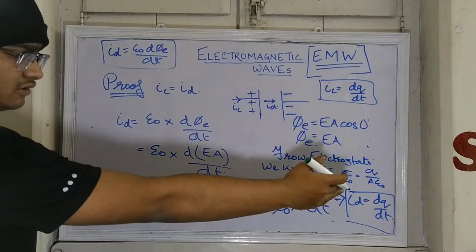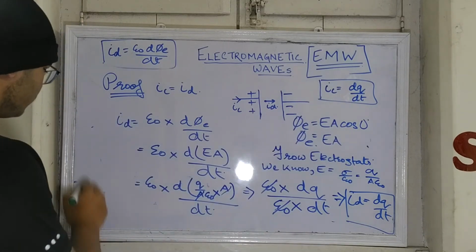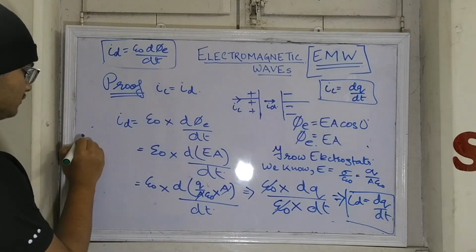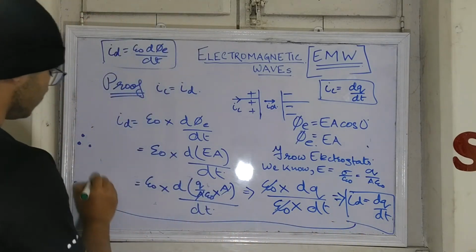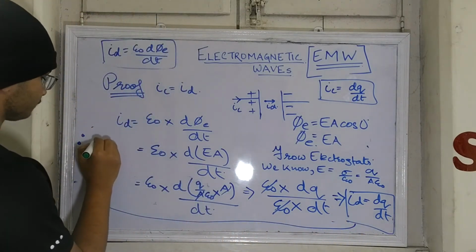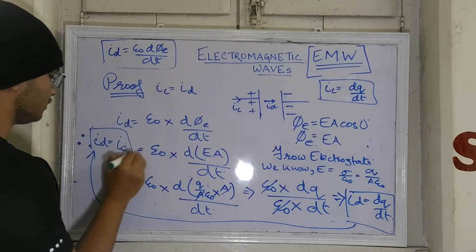And what is my dq by dt? My dq by dt is IC, which is the conductor current. I am writing it here because of lack of space. Let's give an arrow here: ID equal to IC. Hence proved.